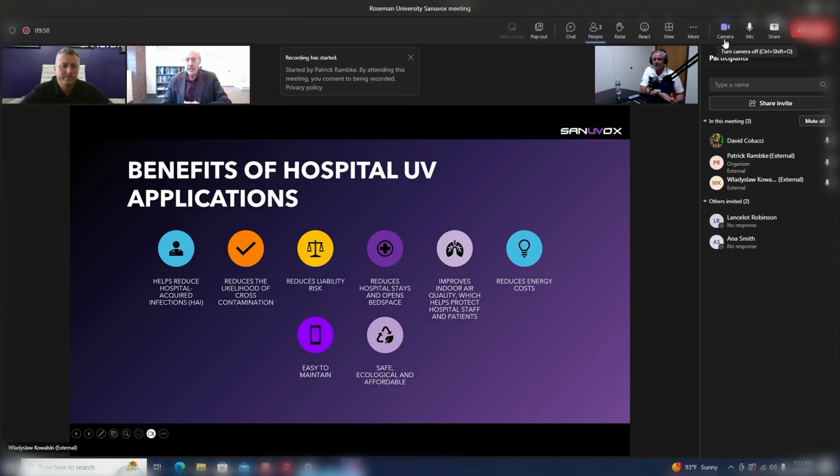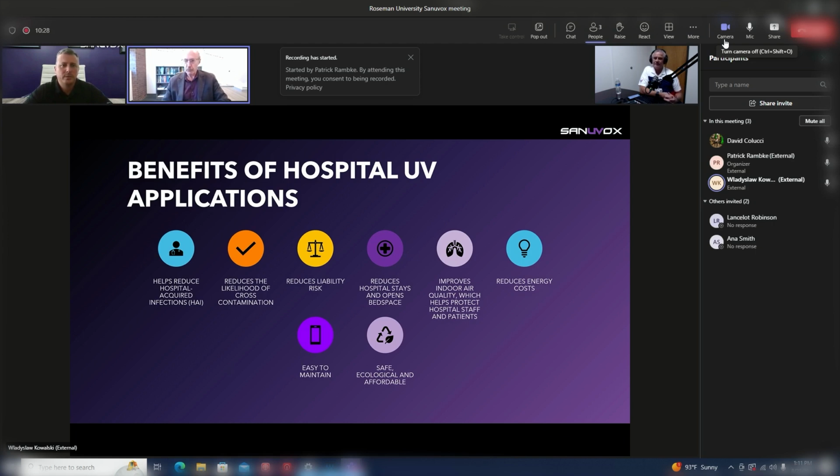Okay. The benefits of UV applications. These are benefits for hospitals, but they apply equally well for commercial buildings, schools, or residential applications. UV can help reduce infection transmission and reduce the likelihood of cross-contamination. It can reduce your liability. This is of some value to healthcare. It can reduce hospital stays and open up bed space for new patients.